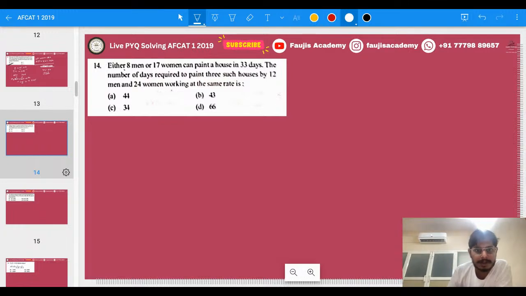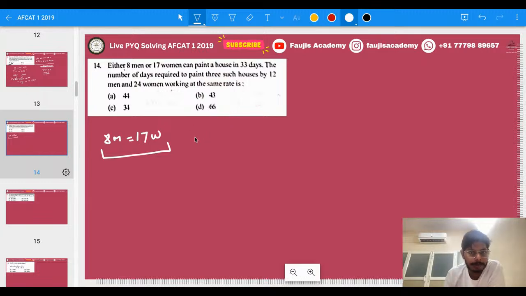Yeah, let's solve this one. Either 8 men or 17 women. That means 8 men is equal to 17 women. This can paint a house in 33 days. Guys, let's quickly finish it off. The number of days required to paint 3 such houses by 12 men and 24 women.